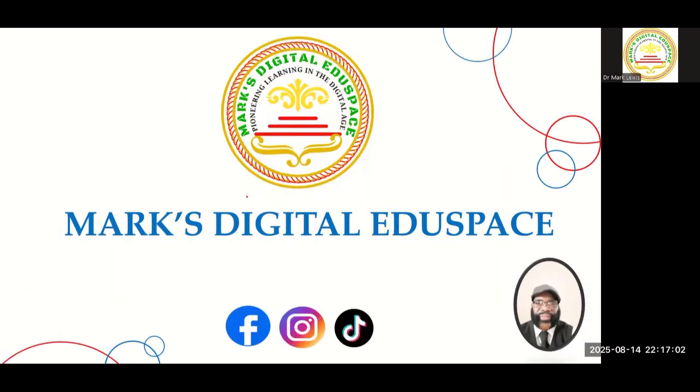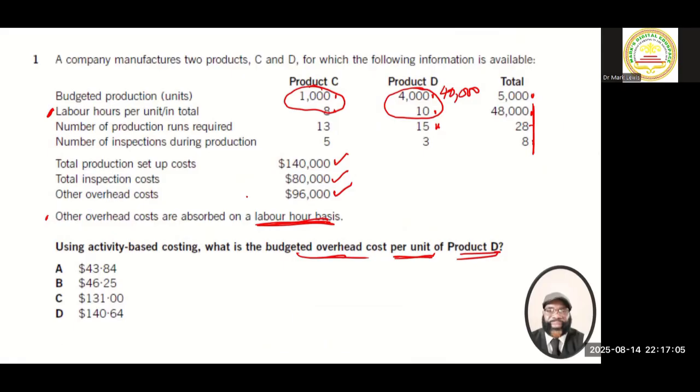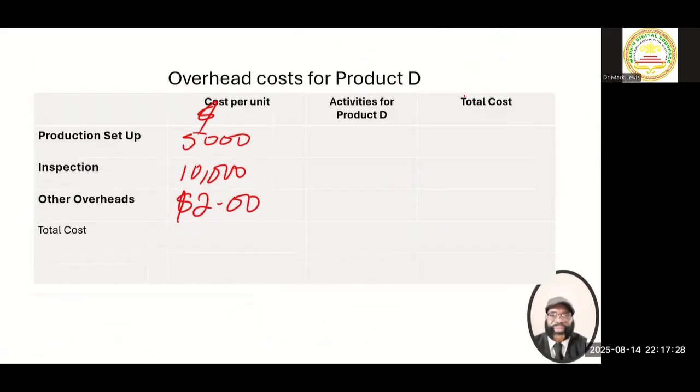If we again return to the question for a quick second, we can see that for product D, we are given the activities right here. Production runs required 15, inspection 3, and labor hours for the 4,000 units was 40,000. So those are the information we're going to put here. Setups: 15 setups required. Inspection: 3 inspections. For other overheads, it was 40,000 labor hours.